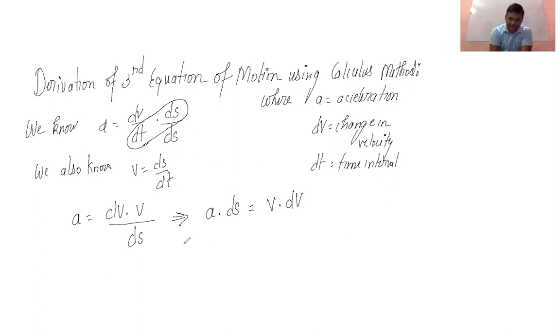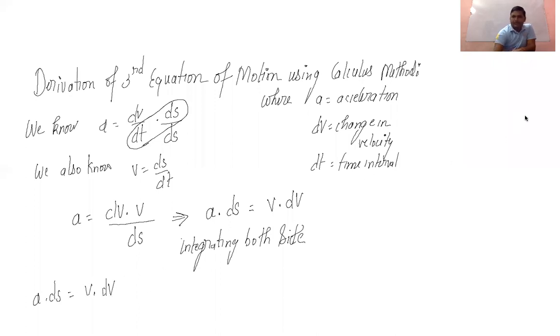Now integrating both sides. Once you integrate, you will see a limit has to be put in. So a ds, and your v dv. When distance is 0, the initial velocity is u, and when distance is s, the final velocity is v. So you can just integrate it.